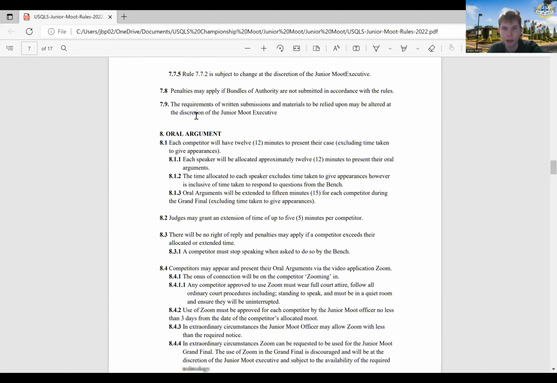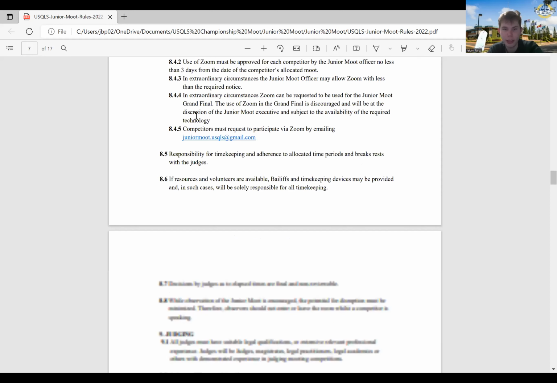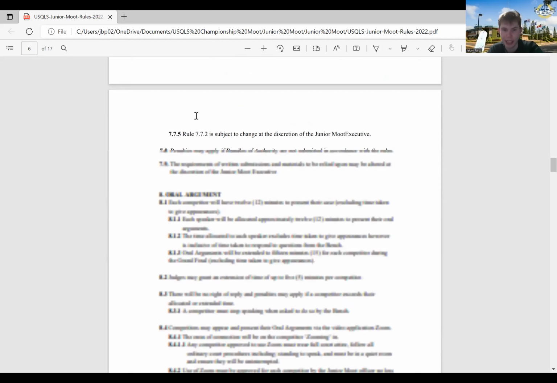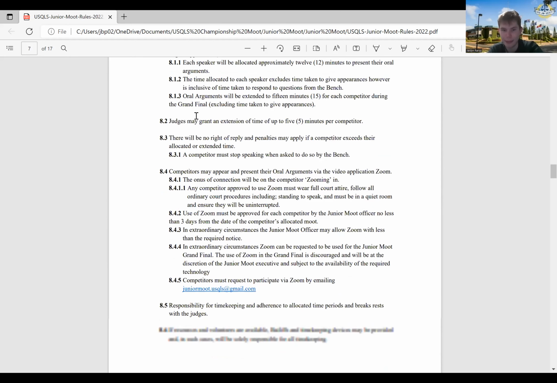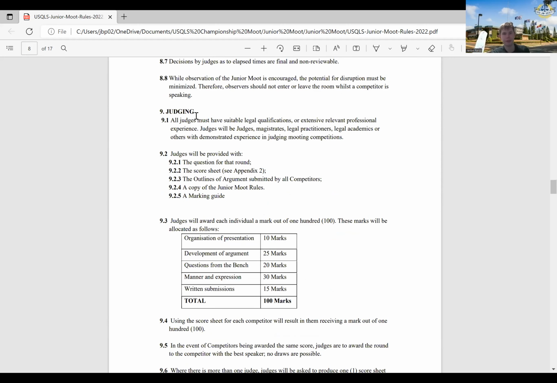So oral arguments, as I said, 12 minutes, explains what you need to do. And it explains the bell. So at 10 minutes, you'll get a bell explaining that's 10 minutes. So the judges. Okay, so that's your marking criteria right there.